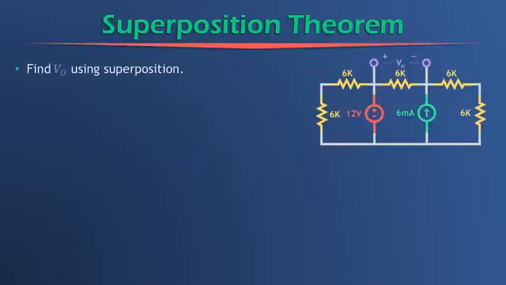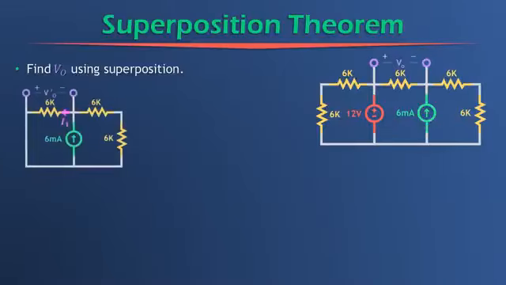So what's the first thing that we're going to do? Well, we're going to draw the circuit with one of the sources removed. And the first source we're going to remove is the 12 volt source. So that's going to get short circuited. So that's what happens here.